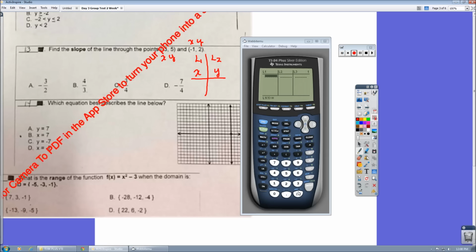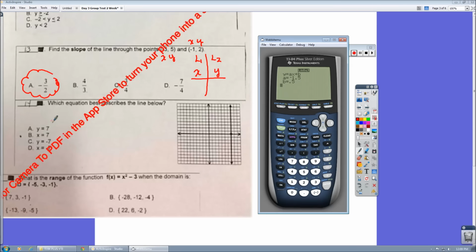So again, I'll show you here: stat, edit, and then under L1, punch in your x values, -3 and -1, those are my x values, and then 5 and 2, those are the y values. You're going to go to stat, calc, look at number 4, ax plus b. You're used to seeing mx plus b. Well, a is the same as m, so they tell you that the a or the m in this case is -1.5, which is the same as -3/2.